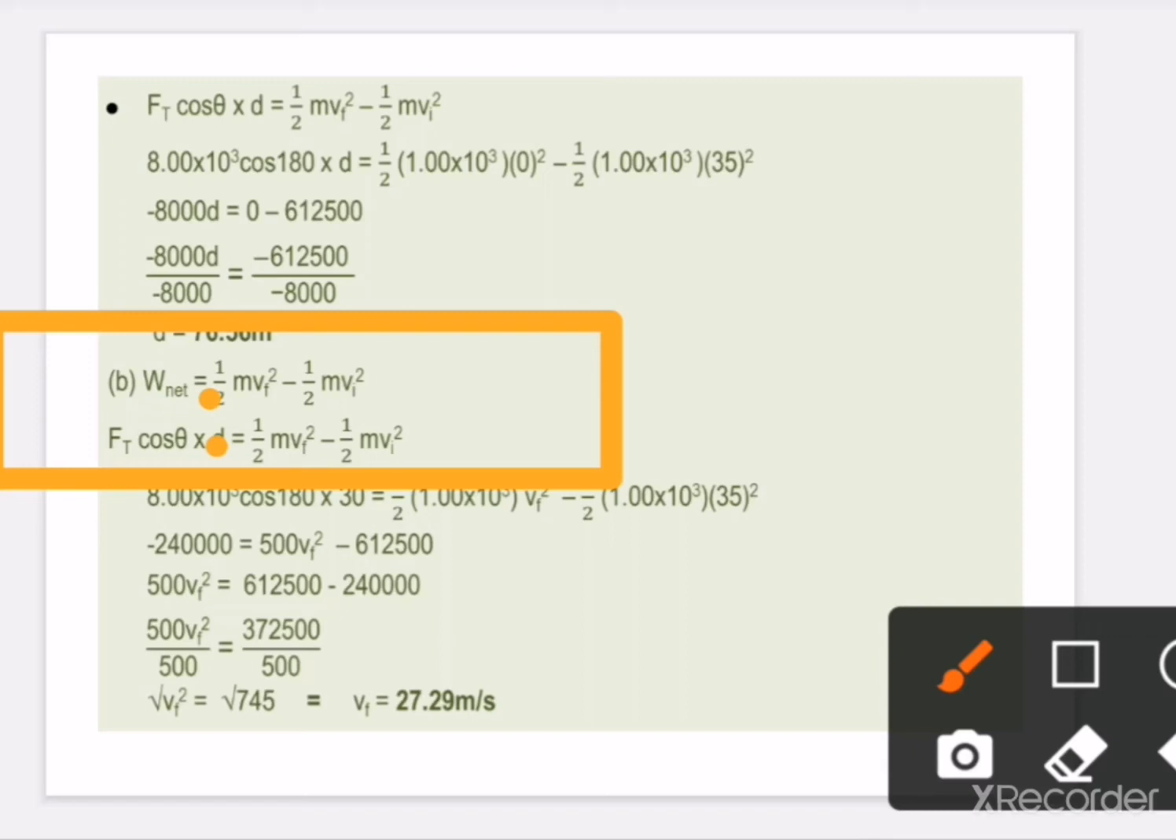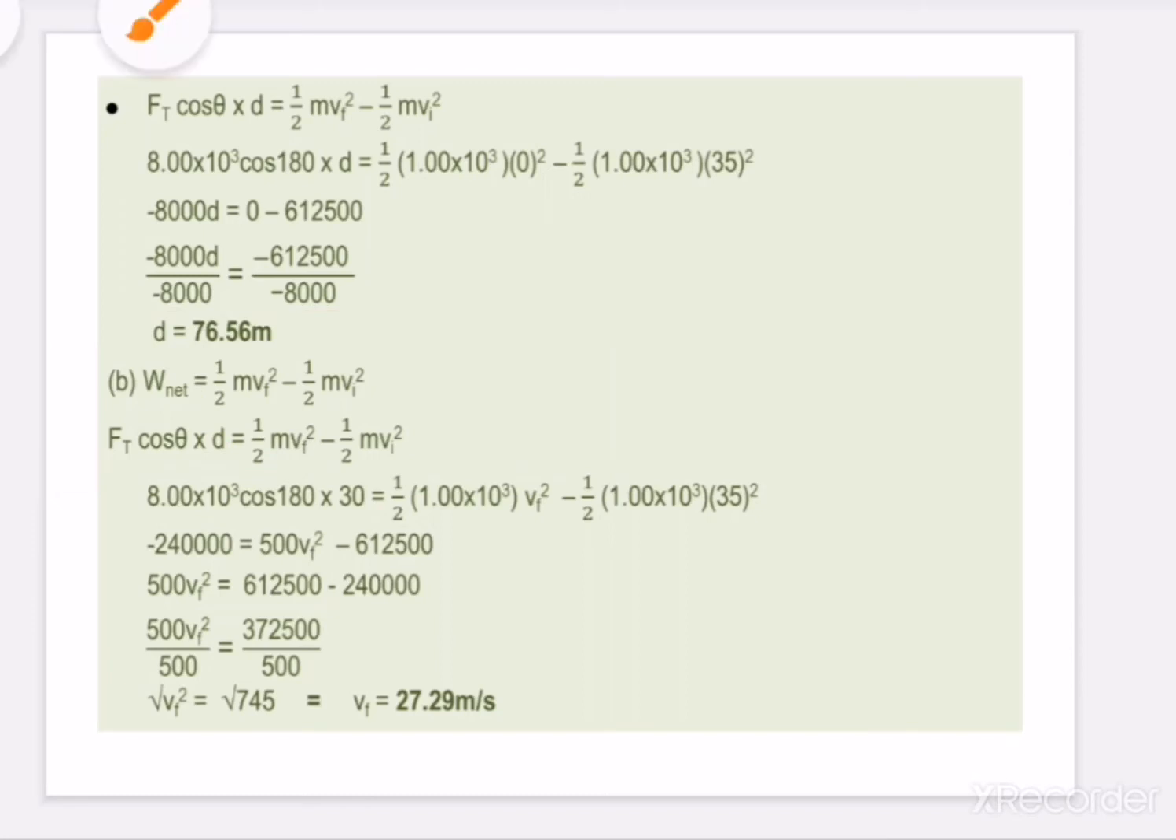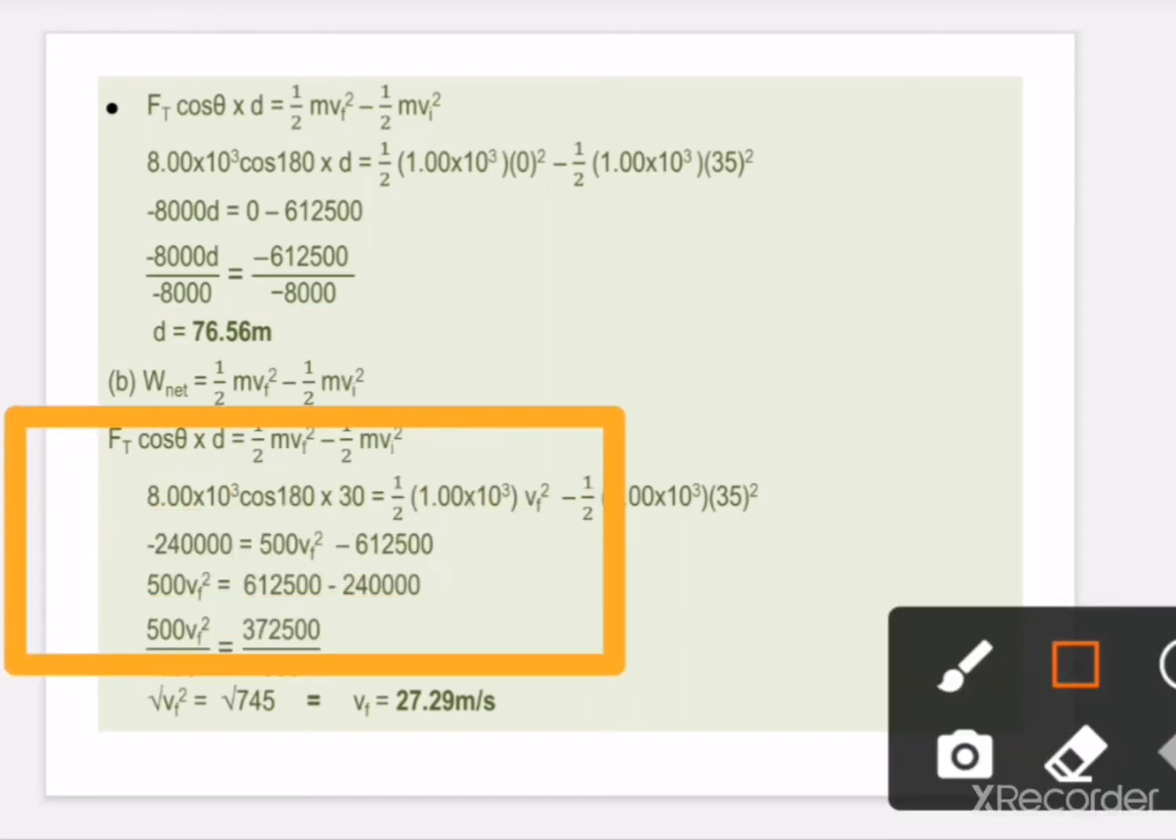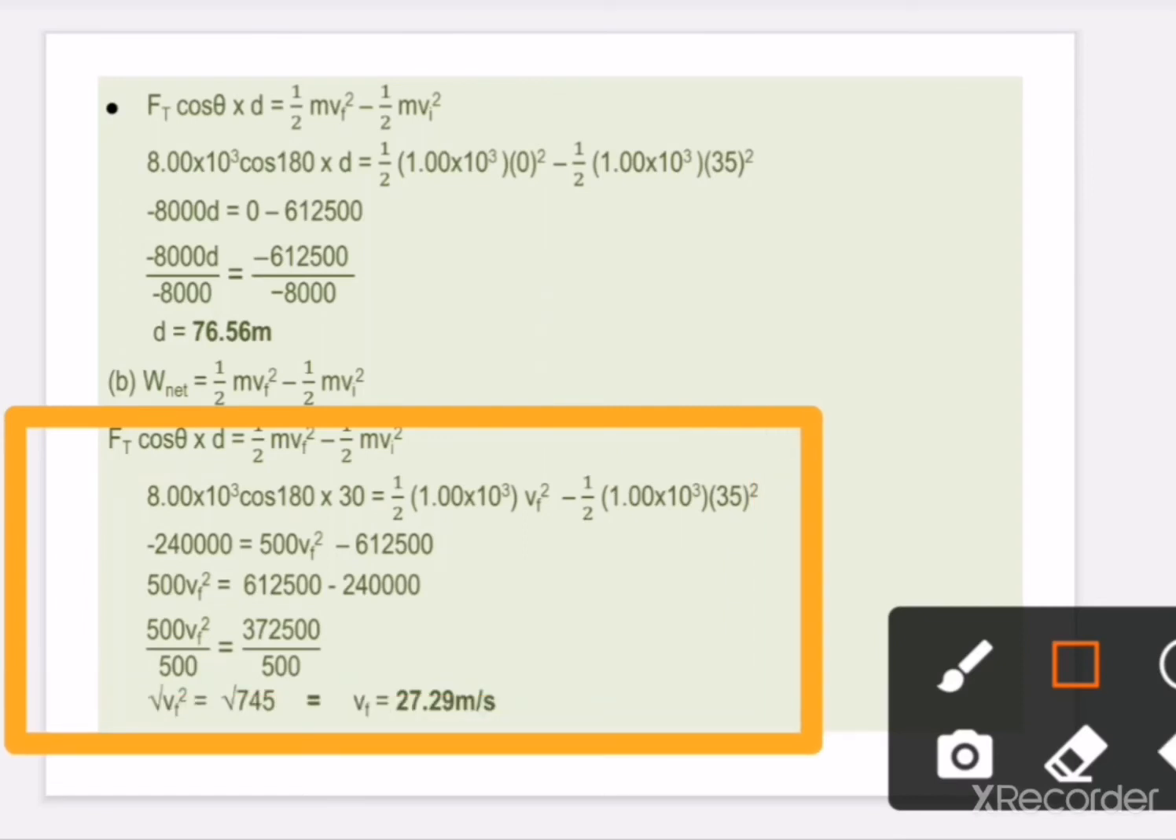So we say 8.00 times 10 to the power 3 cos 180, because the vector displacement and the kinetic friction force are still in opposite directions. All right, so let's just highlight the whole thing, starting from here all the way until there.